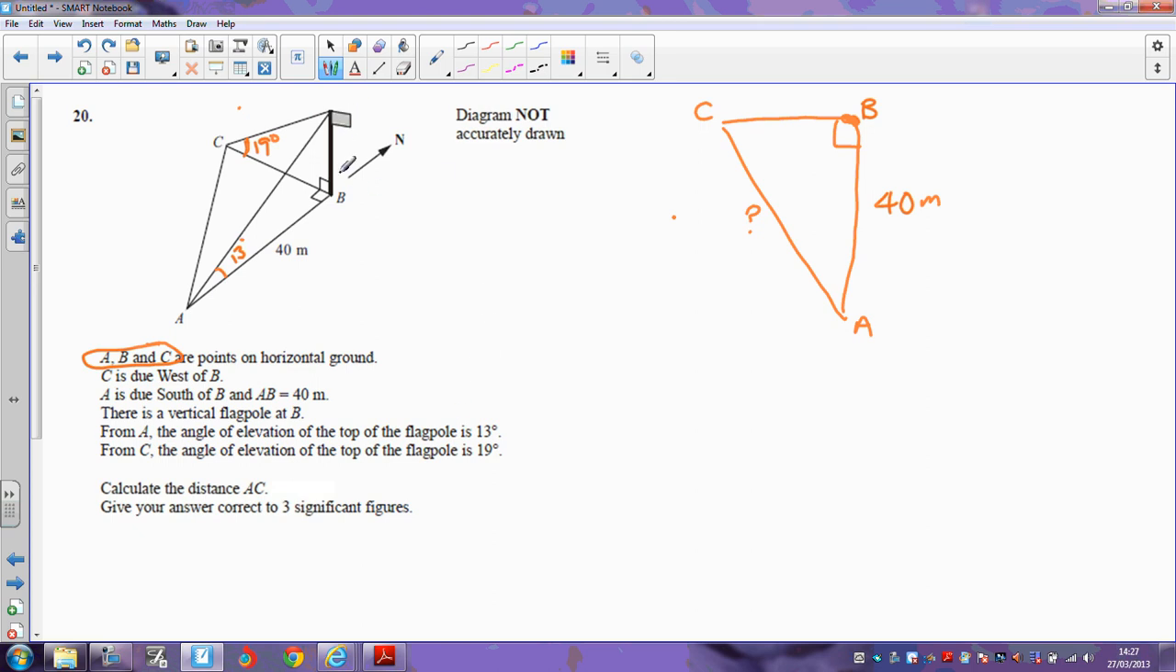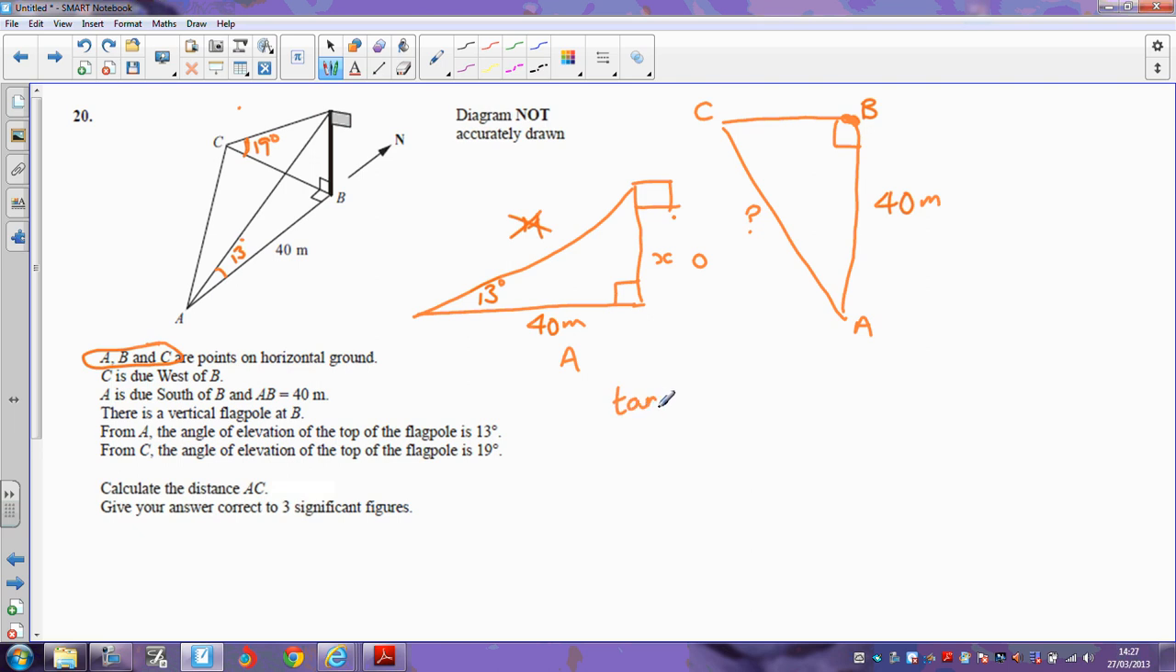So what I'm going to do first of all is find the height of the flagpole. And in order to find the height of the flagpole, there's my flagpole, here's my right angled triangle. There's the flagpole there. This is 40 meters. This is 13 degrees. I can find the height of the flagpole. Let's call it x. And I'm going to label the sides then. This is the hypotenuse, the opposite, and the adjacent. So I'm going to use tan here. I don't want to know the hypotenuse.